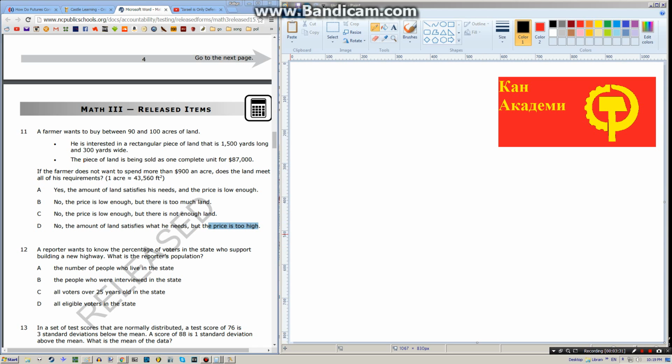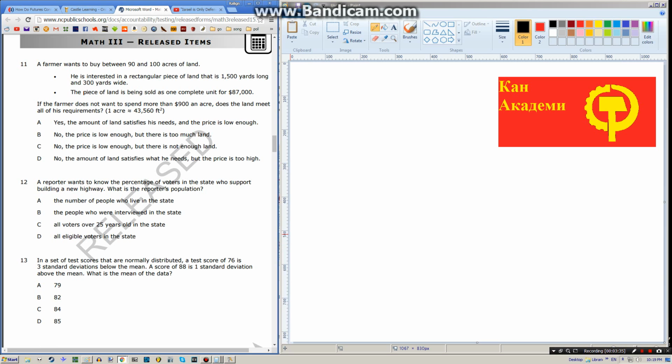Alright, so this next one, it's kind of subjective. A reporter wants to know the percentage of voters in the state who support building a new highway. What is the reporter's population? Now, he wants to find the people in the state who support building a new highway. So think of it as the most specific. The number of people who live in the state, okay, that's good. The number of people who are interviewed in the state, that's a very select few. All voters over 25 excludes anyone younger than 25 if this state has laws for people under 25 to vote. But this is all eligible voters in the state, and that's the answer, because it's the most specific and relevant one.